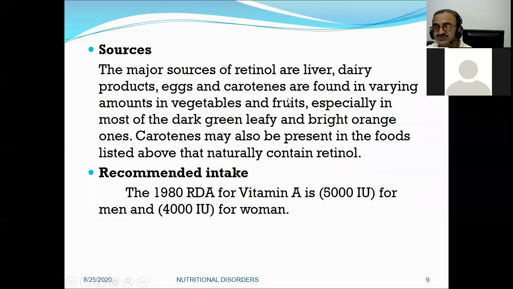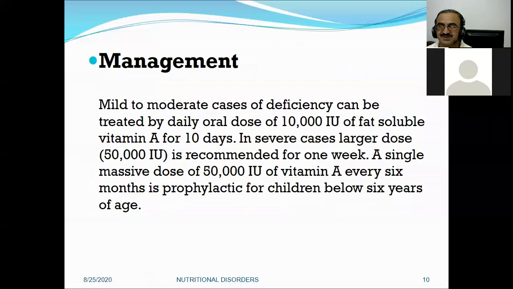So we should take this vitamin A in our daily routine diet. The medicine department will teach you this in the final year, but you should know it.